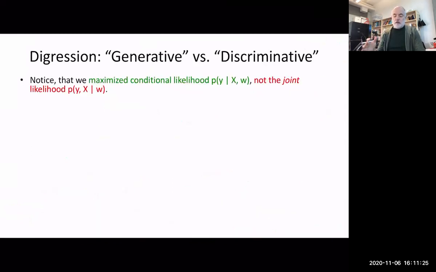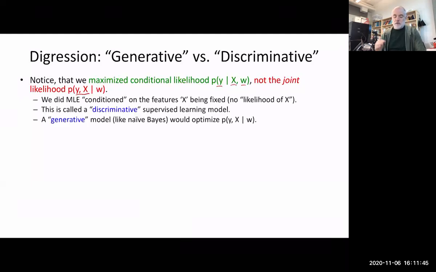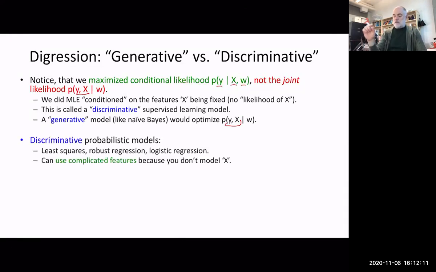It's worth pointing out that what we're talking about here are discriminative models, okay? Notice that we maximized a conditional likelihood, so the conditional probability of the output given the input and the parameter, not the joint likelihood of the input and the output simultaneously. So we did maximum likelihood conditioned on the features X, the input being fixed. We're not computing a likelihood of X here at all. When we do modeling like this, it's called discriminative modeling or supervised learning, right? A generative model would optimize this. We would learn the joint distribution of X and Y, and then like in naive Bayes, we would use Bayes rule to turn it around, basically.